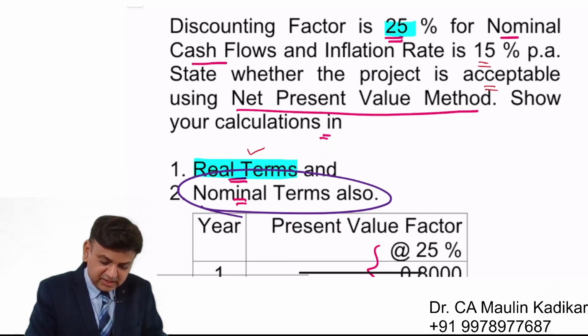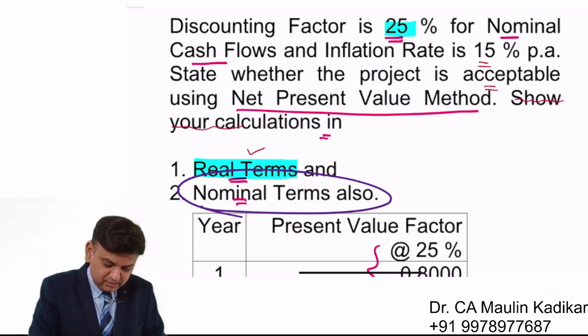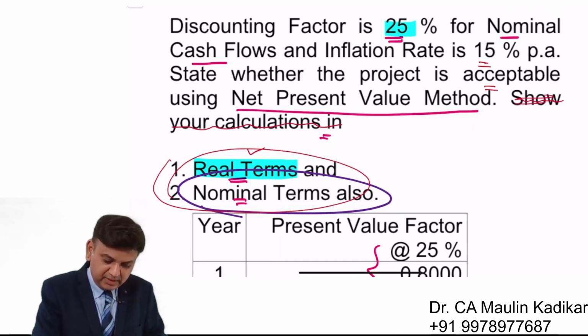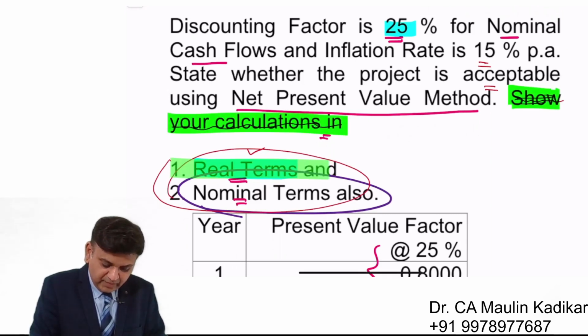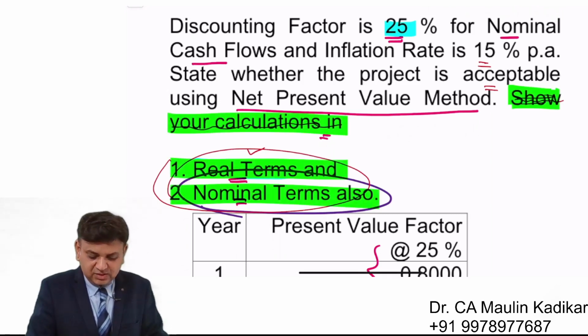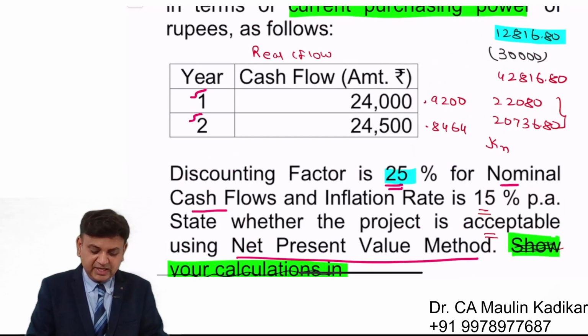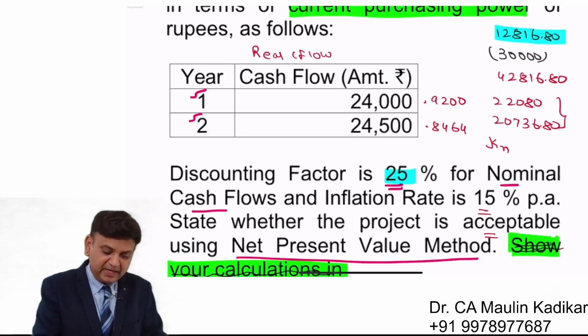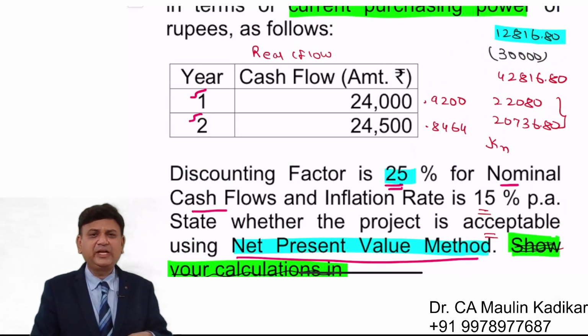Now let us say that this is not provided. Then in that case, how can we make the calculation of the answer of NPV? I want you to write in the chat box.